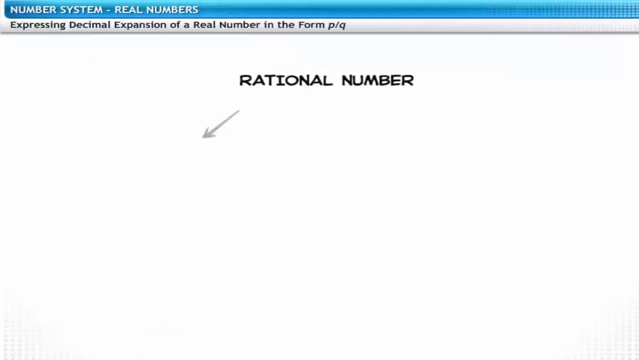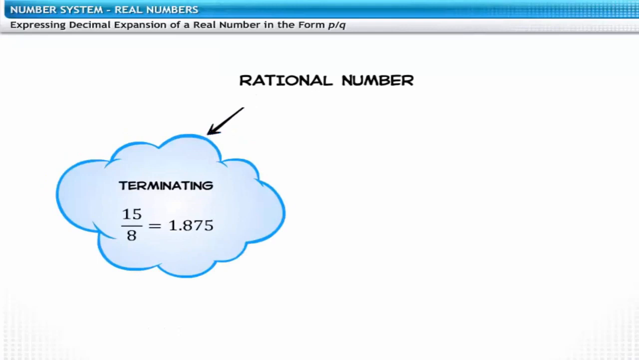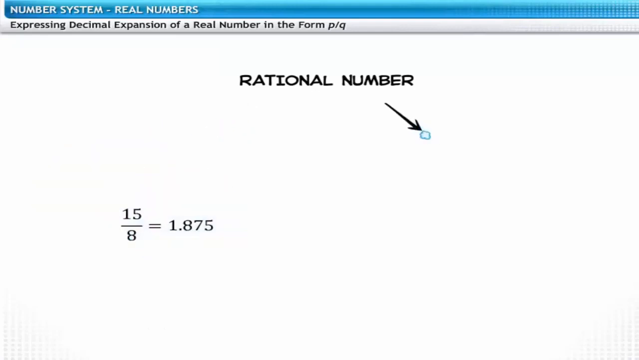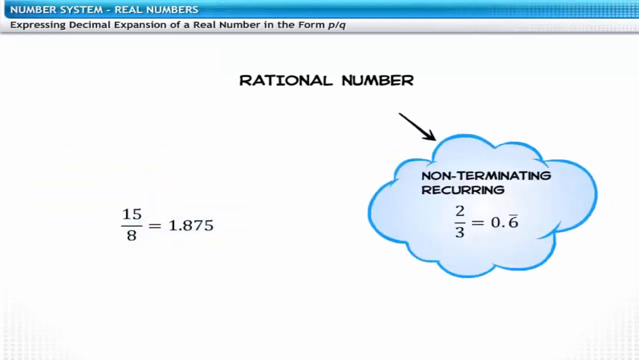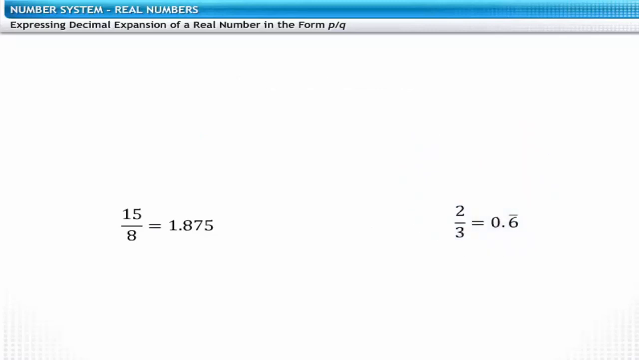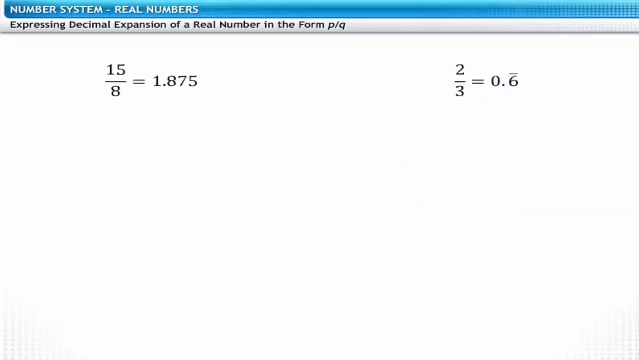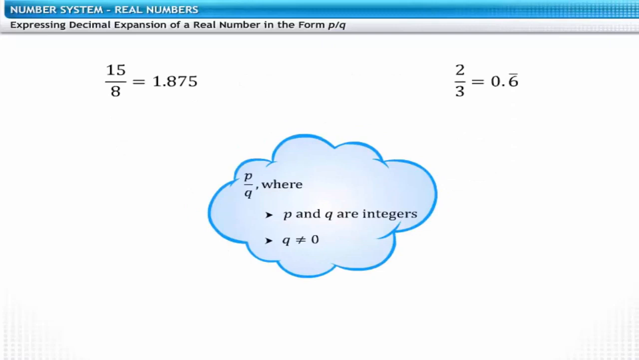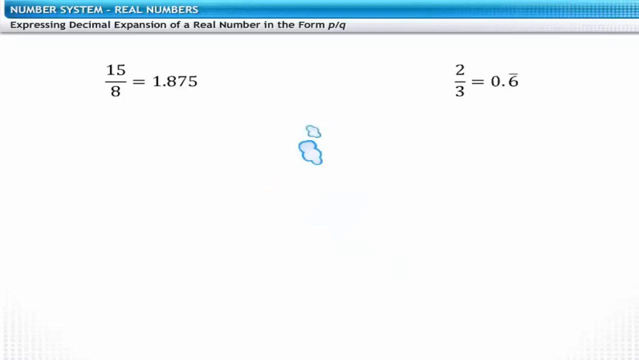All rational numbers can be expressed either as terminating decimal expansion or non-terminating recurring decimal expansion. Let's now express a terminating or non-terminating recurring decimal in the form of p divided by q, where p and q are integers and q is not equal to 0. Let's begin with the first example. Here the decimal expansion is terminating.